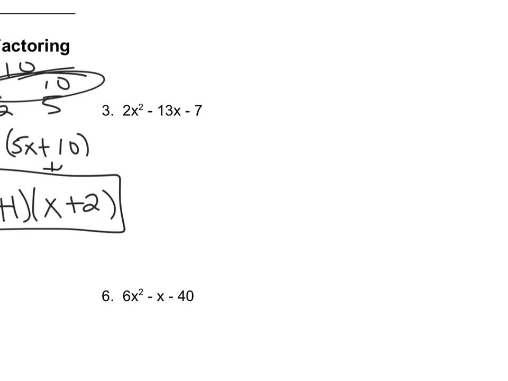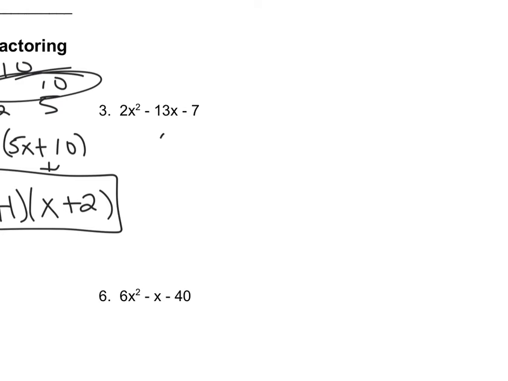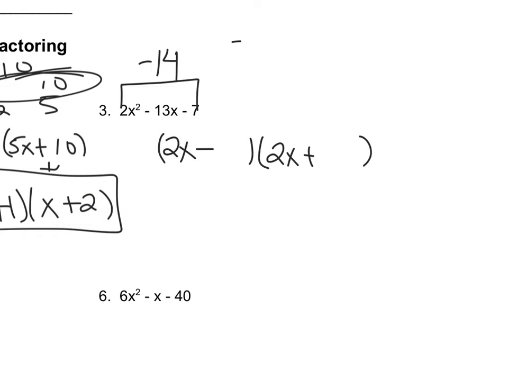You know what I mean? Next, you have to factor out everything. Which one? 2x, 2x. Our signs are going to be negative and a plus. That's negative 14. The 14 is 1 and 14, 2 and 7. And the negative is going to be big because our middle number is negative.